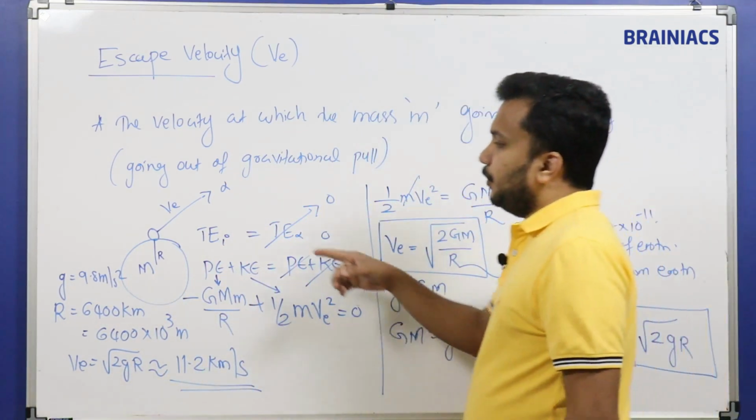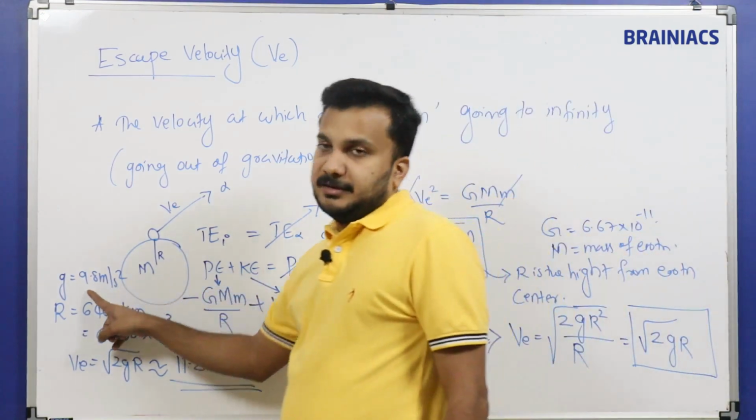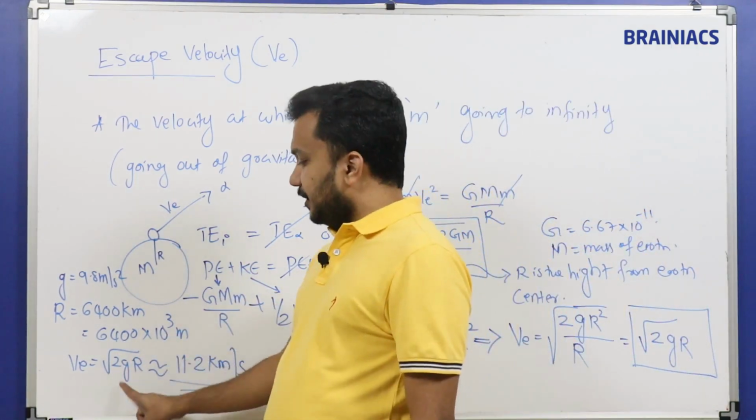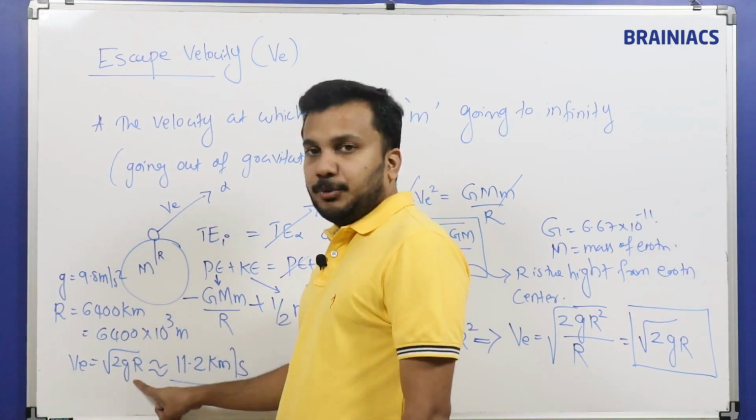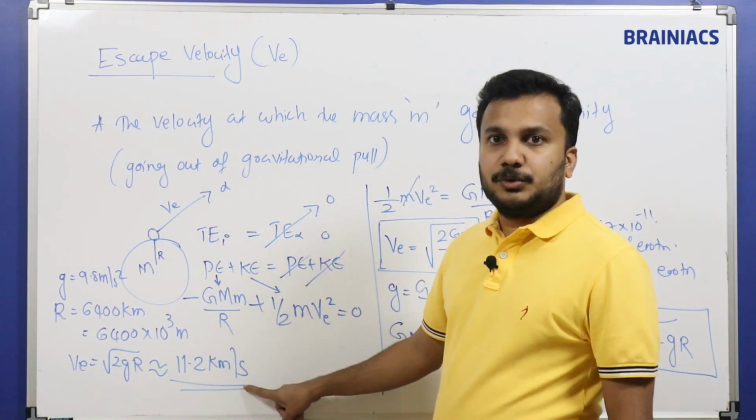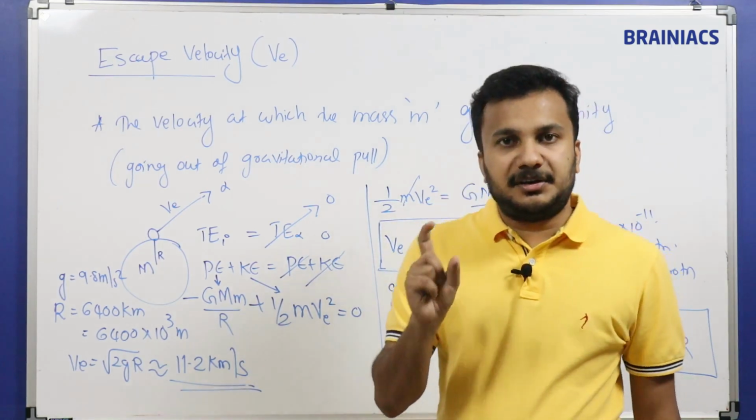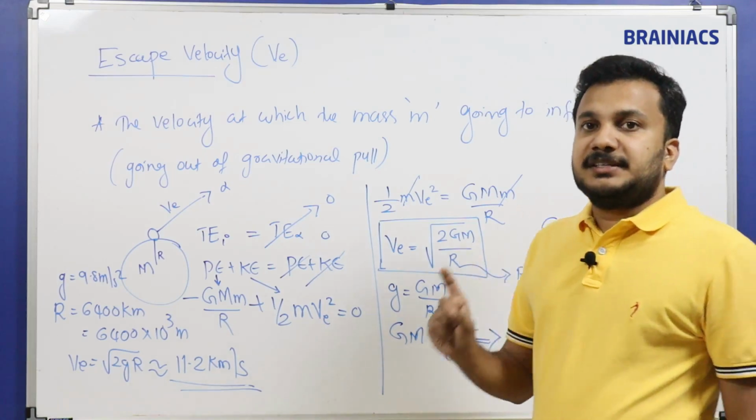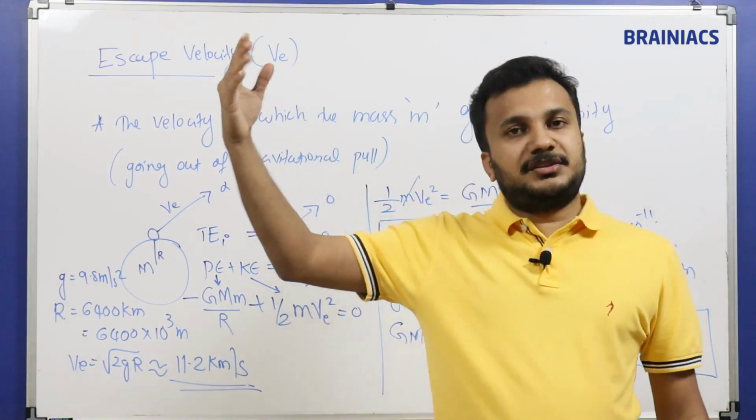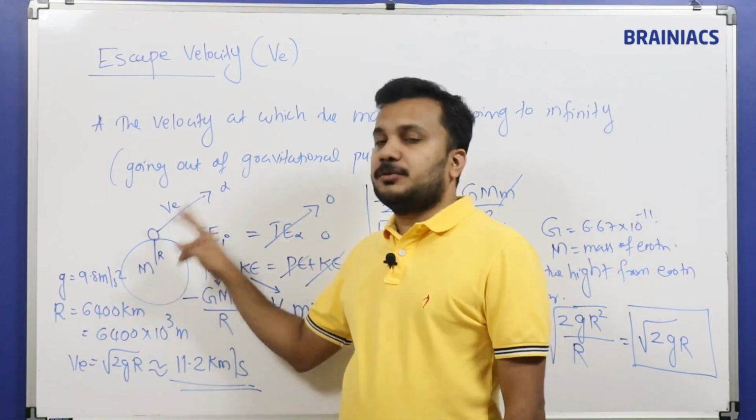So in this equation, g is the standard value 9.8, r is 6400 kilometer, so you can convert it to meter. You can substitute here root of 2 into 9.8 into the value of r. Once you do that, how much will you get? 11.2 kilometer per second. So 11.2 kilometer per second is the value of escape velocity where? On the surface of earth. When the distance changes, escape velocity also changes. That is a different story. But now our concentration is on the surface of earth.